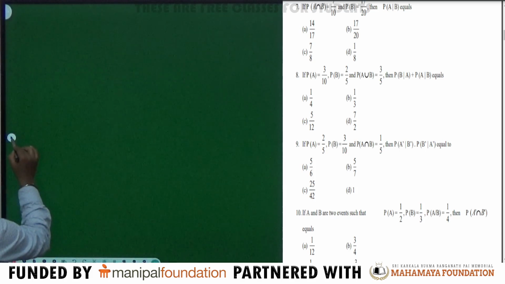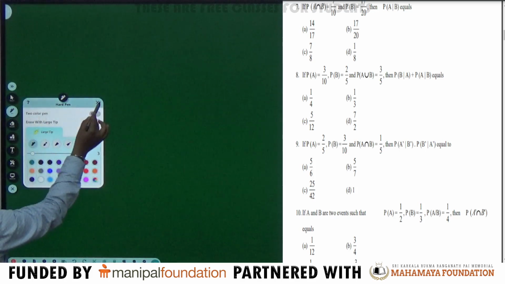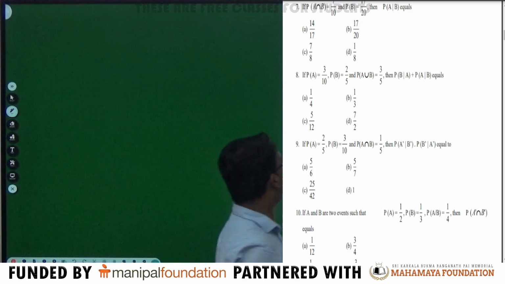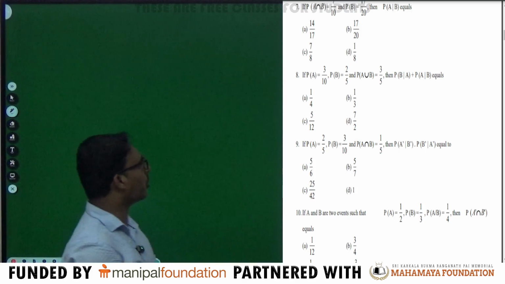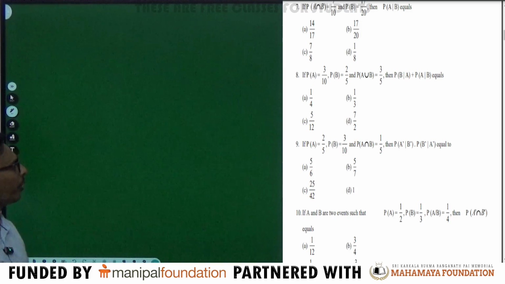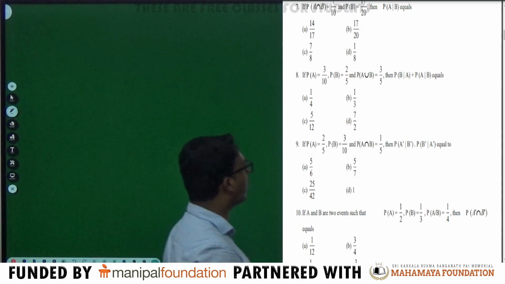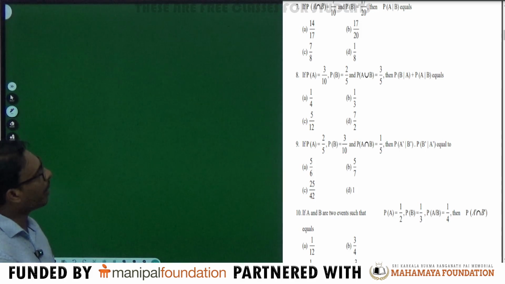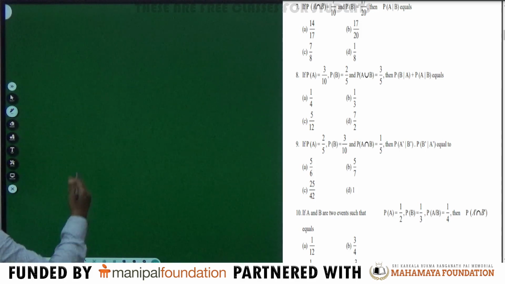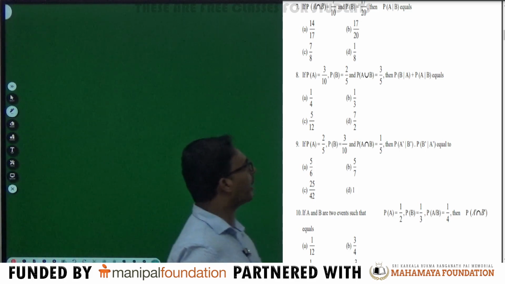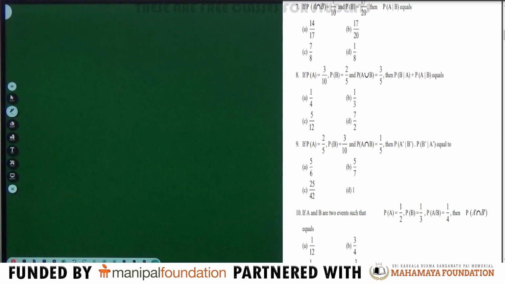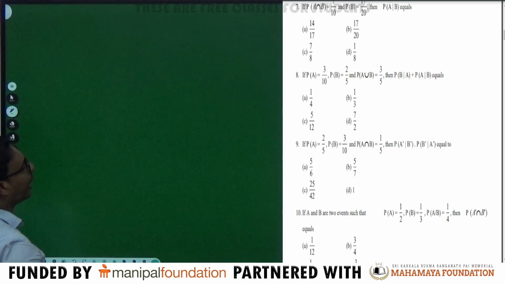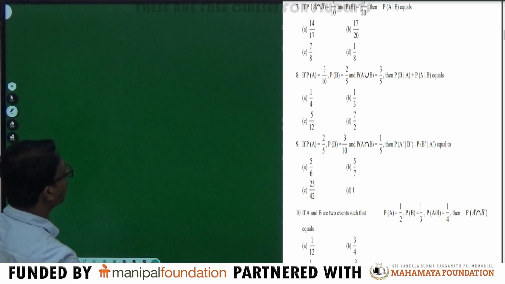Question number 8. If probability of A is equal to 3 by 10, probability of B is equal to 2 by 5 and the probability of A union B is equal to 3 by 5, then probability of B bar A plus probability of A bar B is equal to. So we know the formula to find probability of B bar A and probability of A bar B. In both cases we require probability of A intersection B. So first we need to find probability of A intersection B.